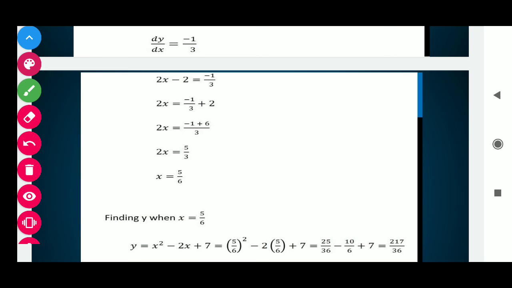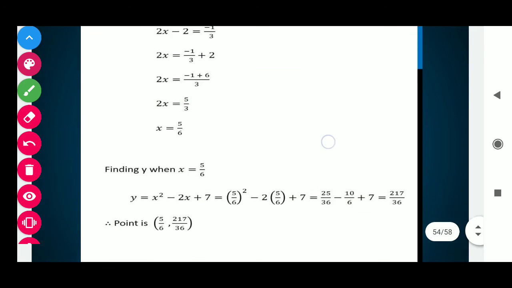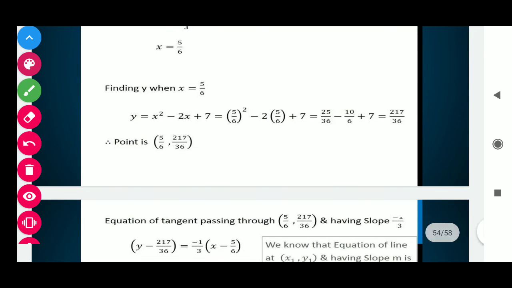So students, we have already found the value 5 over 6 of the abscissa. Now put this value of x to find y. So in this way, in the curve x squared minus 2x plus 7, put 5 over 6, and on calculating we get 217 over 36. Now students, here we get the point as well.